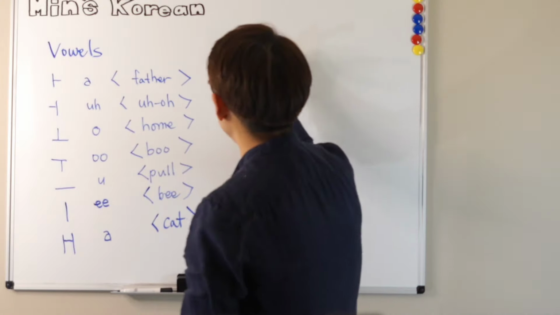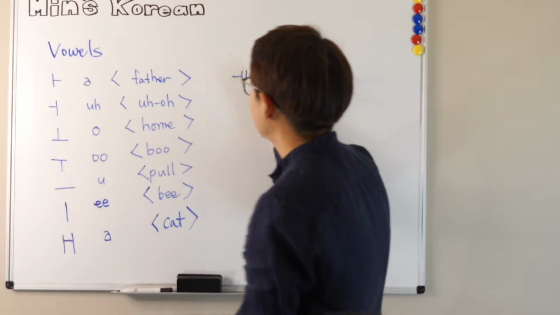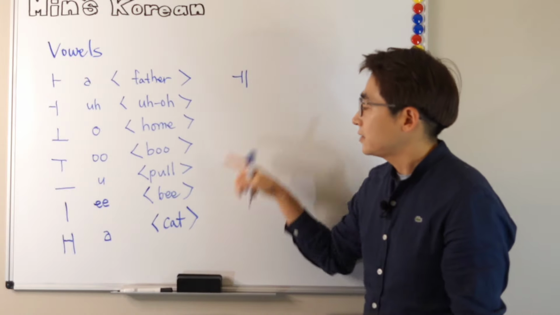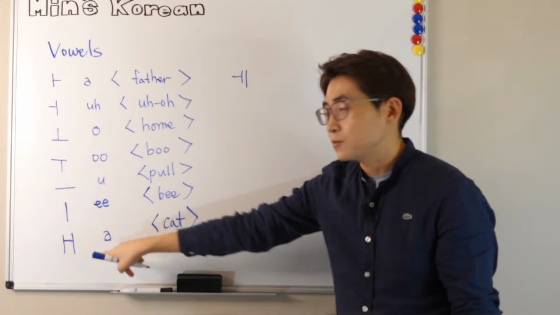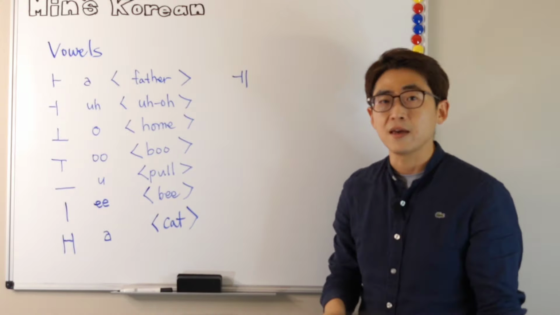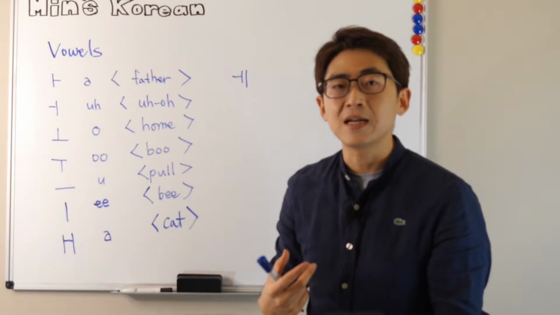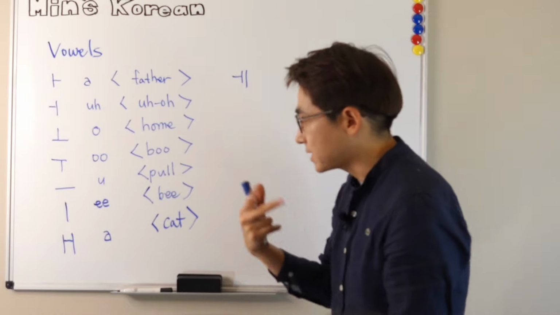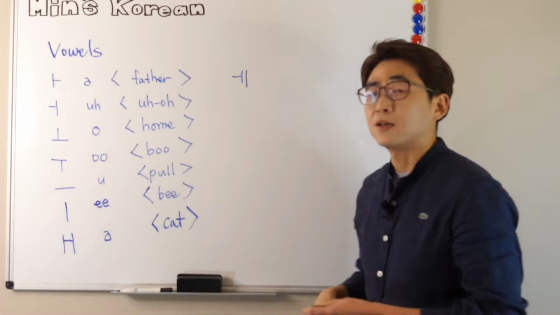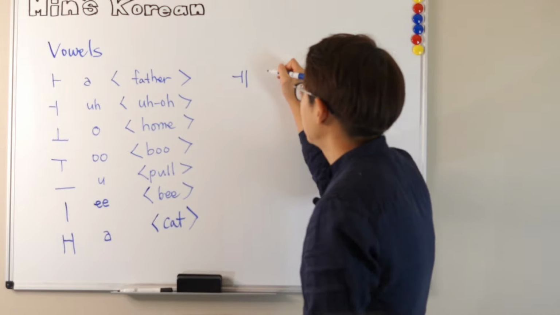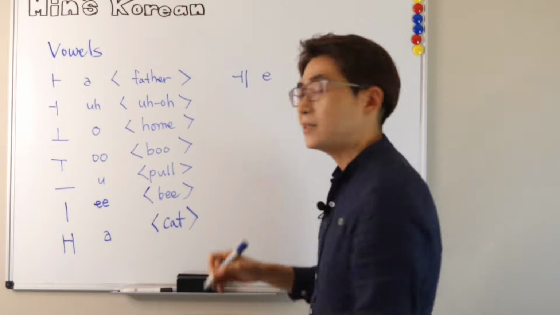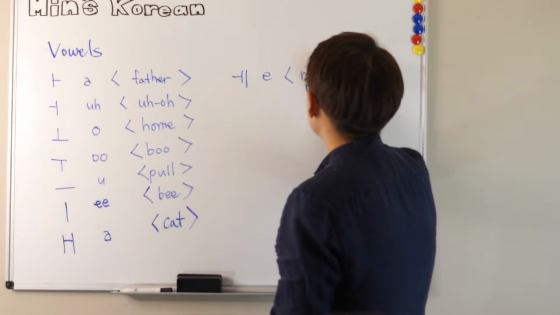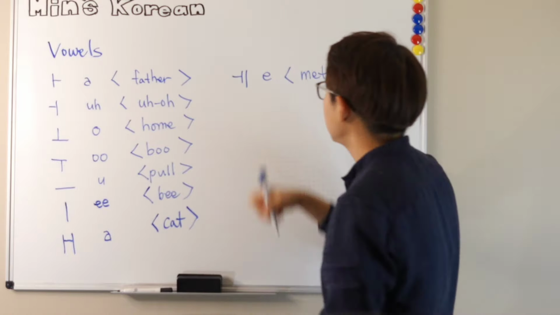Alright, and next one we have here. And it makes almost the same sound as this one, but your mouth is not as wide and the sound is not as loud. So English representation is this one, E, and the example would be met.